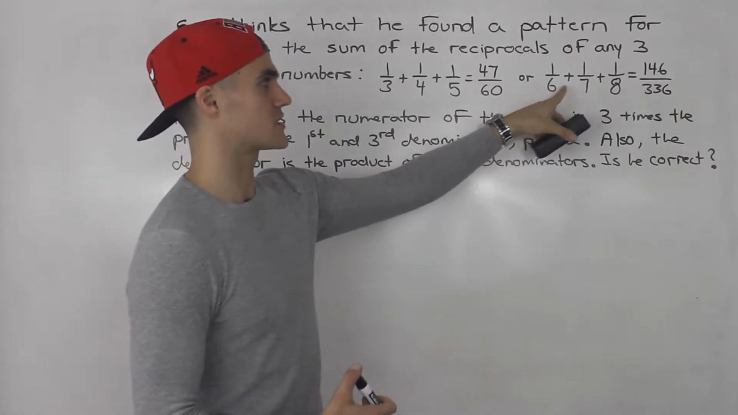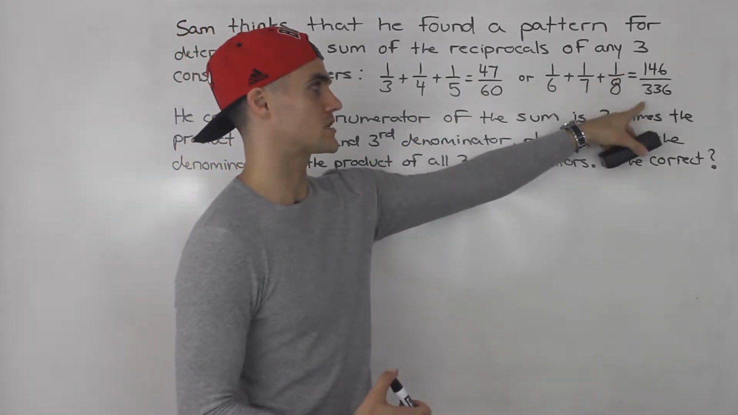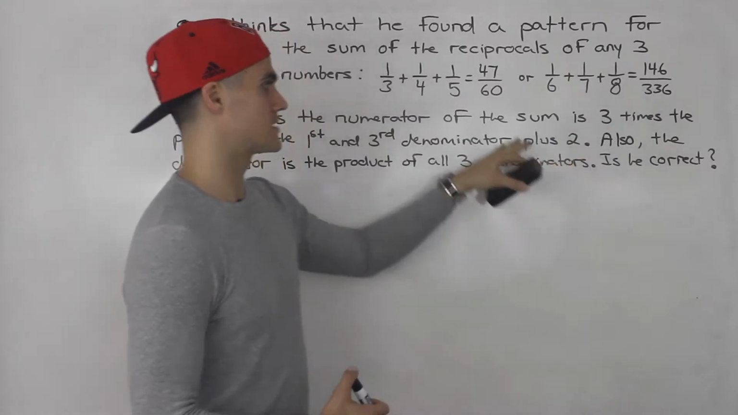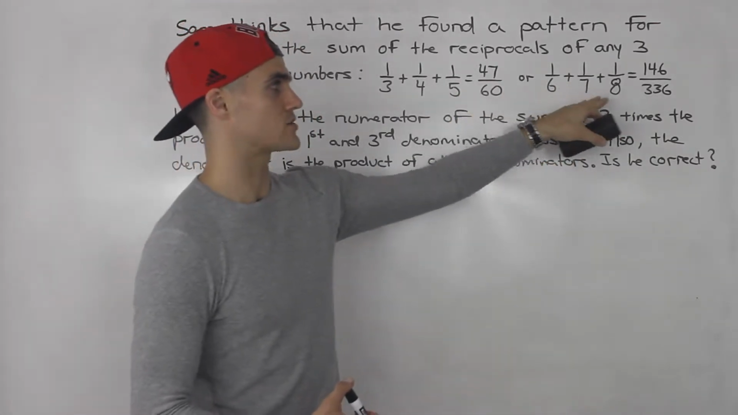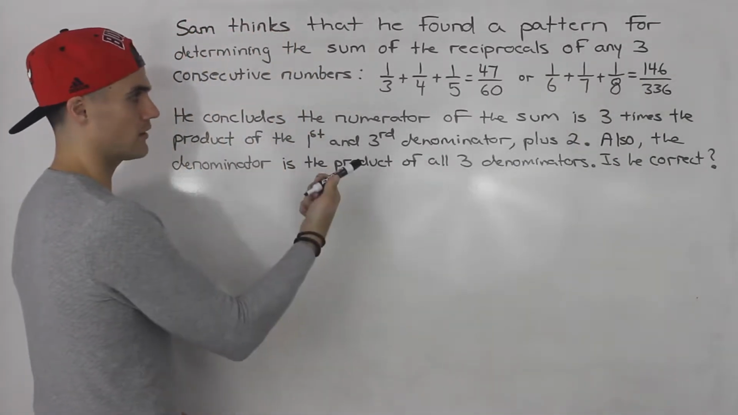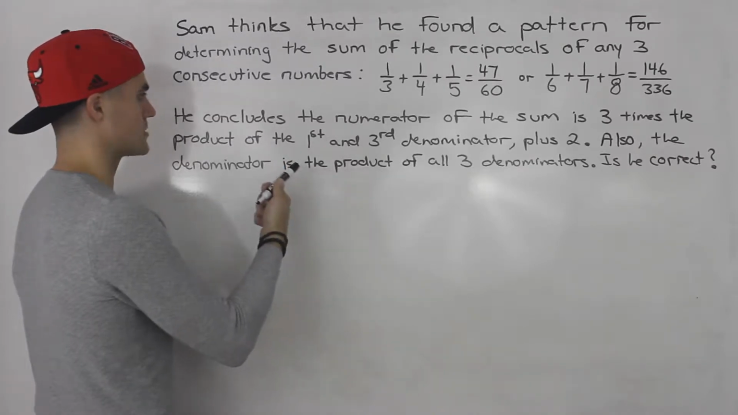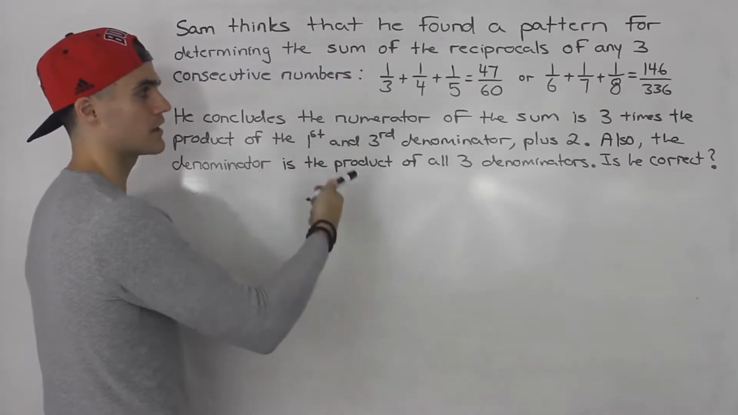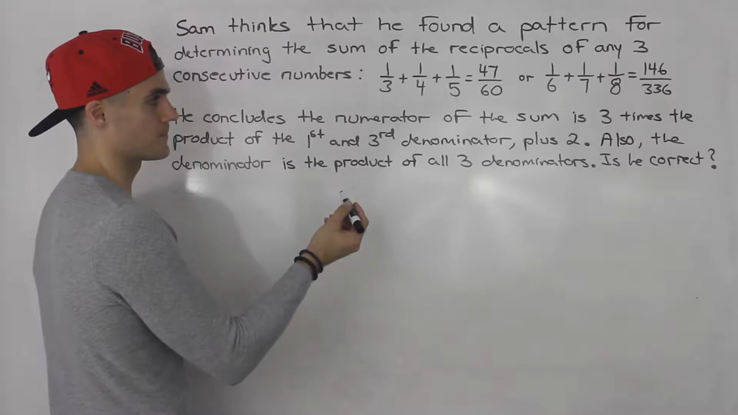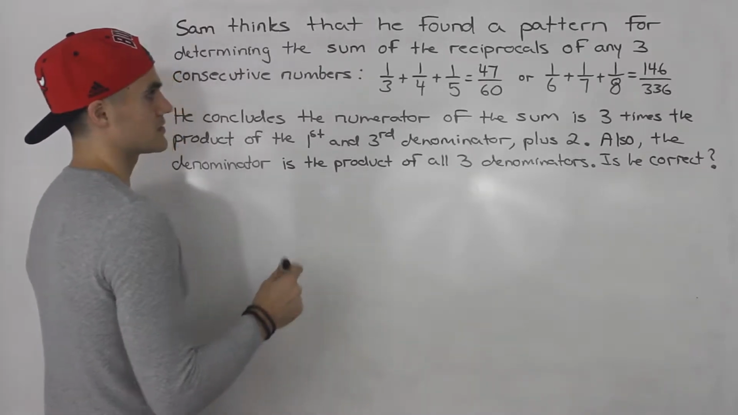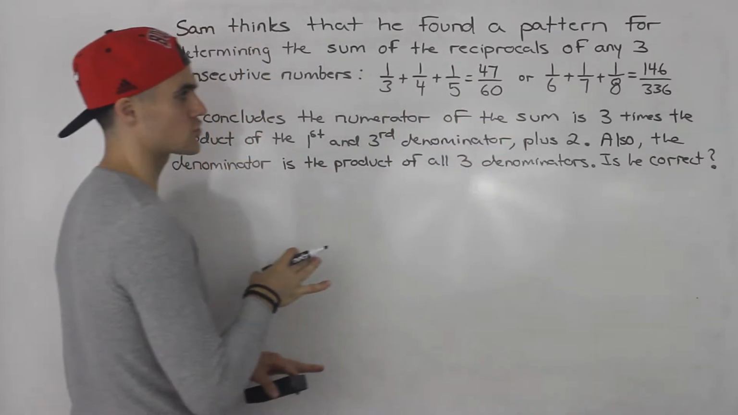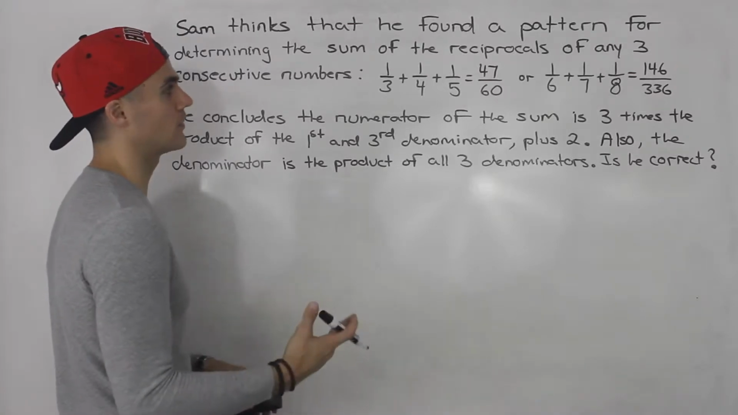Or another example is 1 over 6 plus 1 over 7 plus 1 over 8 is equal to 146 over 336. Now this fraction actually simplifies, but the next sentence describes this pattern, so this is before simplification. So what he concludes is that the numerator of the sum is 3 times the product of the first and third denominator plus 2. And also the denominator is the product of all three denominators. Is he correct? Okay, so let's first see if he's correct with these specific examples, and then let's try a general case and see if he's going to be correct for all numbers.